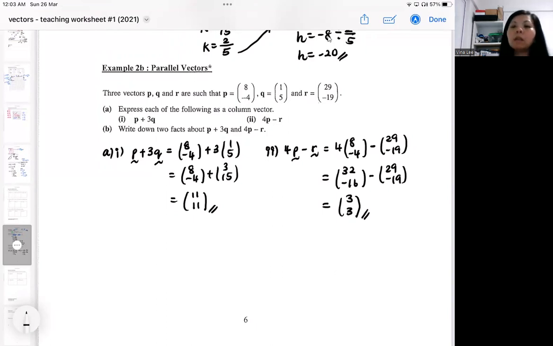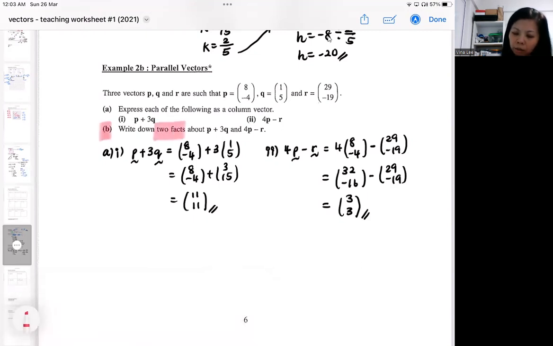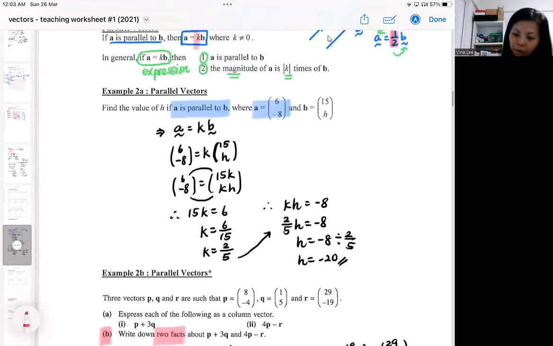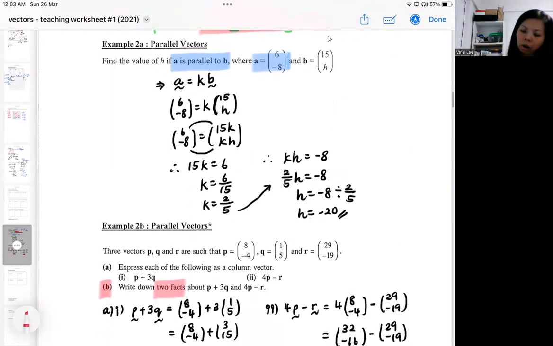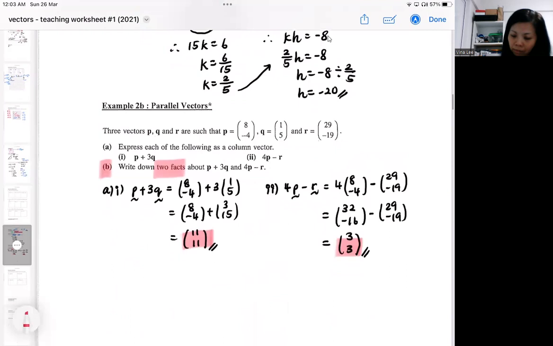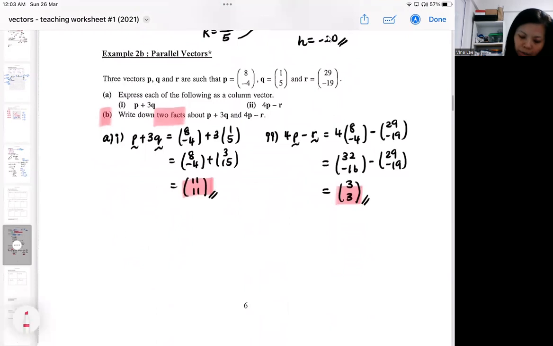If you look carefully, the numbers are quite easy to derive, but this is the challenging part. I need to write out two facts about the two vectors. I can only write the two facts if the two vectors are related by a constant. So how am I going to do it? I'm going to show you a trick. Sometimes it's very direct, sometimes it's not direct. This is a case that is not direct.